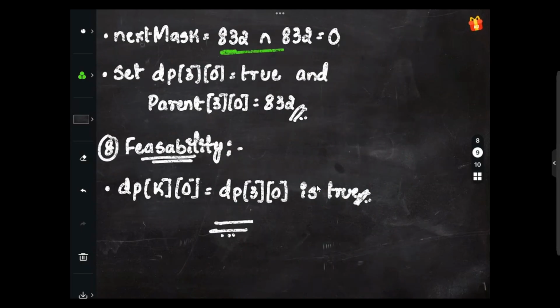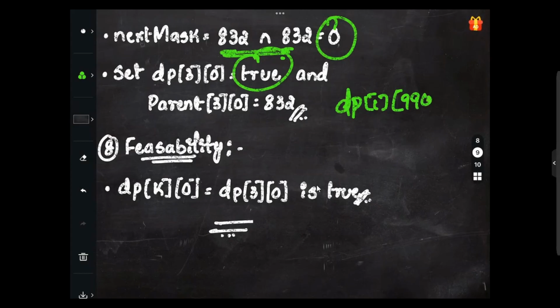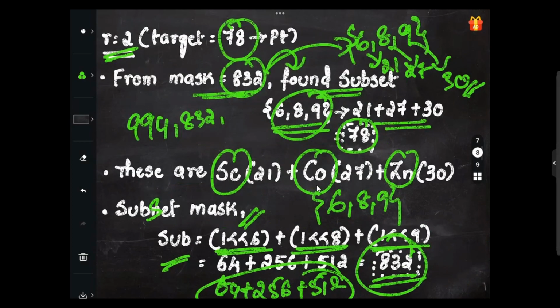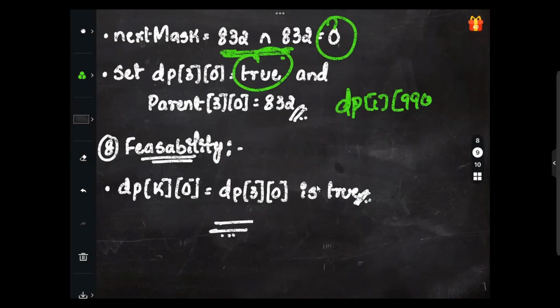Next mask we'll be going with 832 XOR 832, so we will get 0 here. So DP of 3, 0 will be set to true, right? DP of 1, 994 we went with. And DP of 2, 832, I think we went with. Yes, DP of 2 and 832, and DP of 3 and 0, as we have got 0 here, right? So we went with 832 XOR 832, nothing but the 0 here.